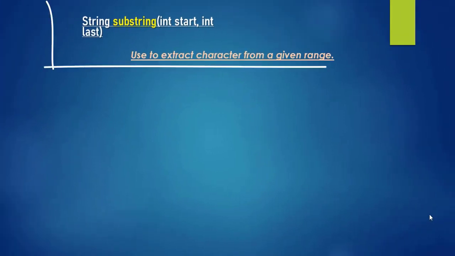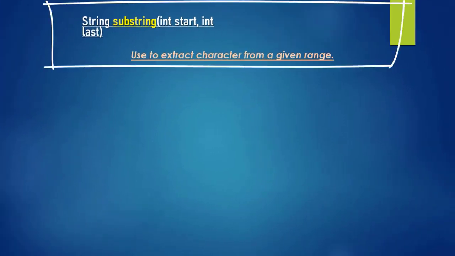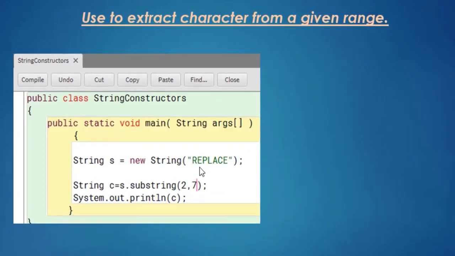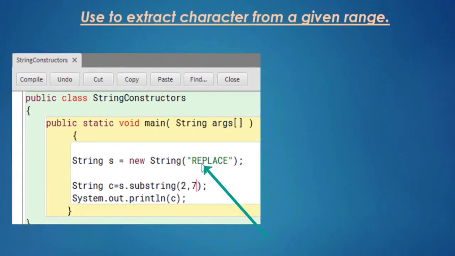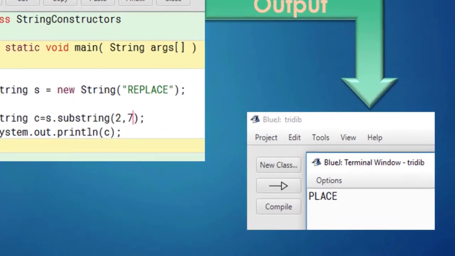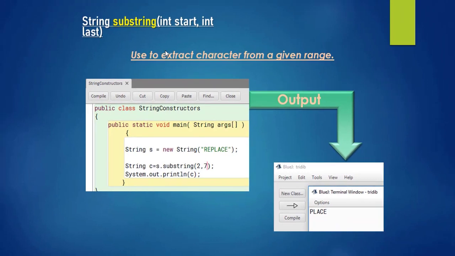The substring function can also be used for a given range. Like in that case, you can see that S equals "replace", here the string is replace. So C equals S dot substring(2, 7). The index of P is here 2 and the index of E is 7. So the new string that will come as the output, if I print C, will be "place" only. So substring can be used for a given range.